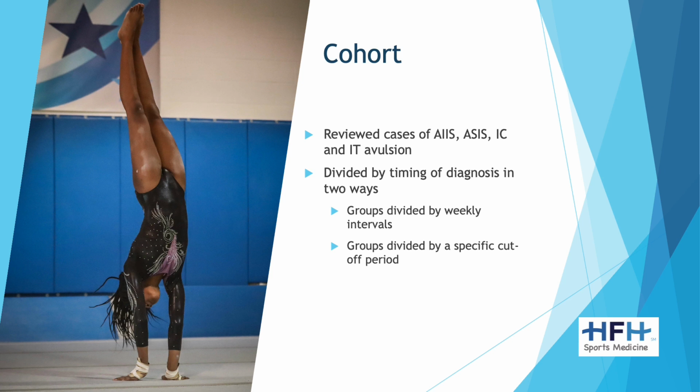When we looked at the groups in weekly intervals, it would be people diagnosed in the first week, so 0 to 7 days, the second week, 8 to 14 days, the third week, 15 to 21 days. The fourth week we considered from 22 days to the end of the first month, which would be 30 days. And then we looked at everybody from 31 days and beyond, and we just labeled them groups 1 through 5. And then what we did for the cutoff points, we looked at those diagnosed before and after 2 weeks, before and after 3 weeks, and eventually we even went out to before and after 4 weeks for timing of diagnosis.